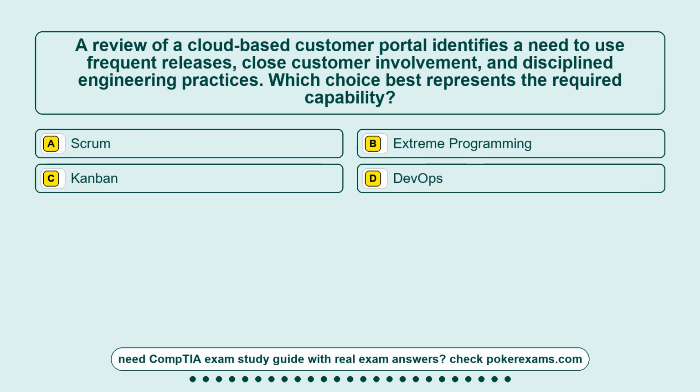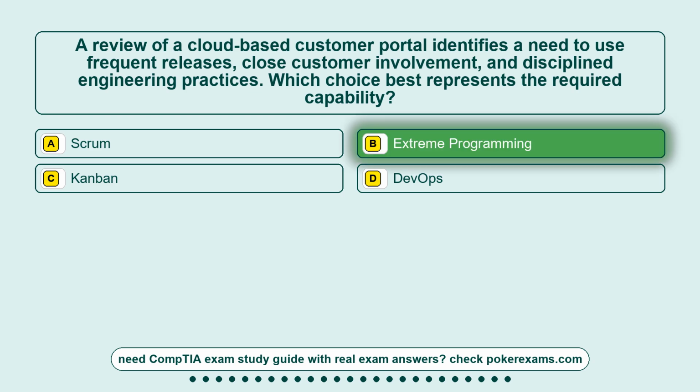Question 18. A review of a cloud-based customer portal identifies a need to use frequent releases, close customer involvement, and disciplined engineering practices. Which choice best represents the required capability? Option A is Scrum. Option B, Extreme Programming. Option C, Kanban. Option D, DevOps. The correct answer is option B, Extreme Programming.